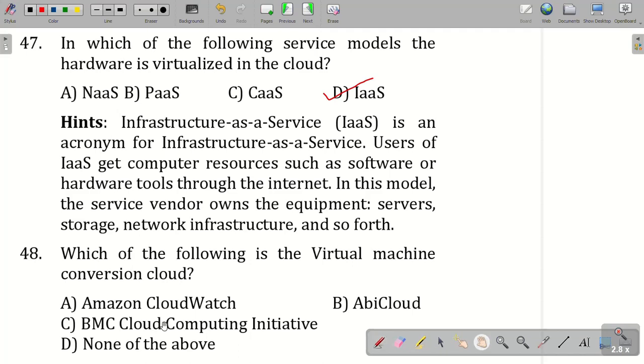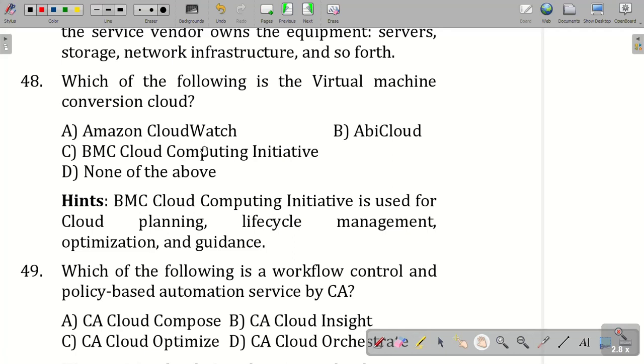IaaS. Which of the following is the virtual machine conversion cloud? BMC Cloud Computing Initiative is used for cloud planning, lifecycle management, optimization, and guidance. So the correct answer is C.